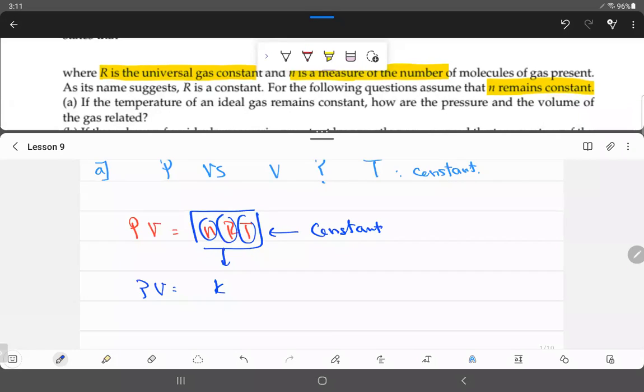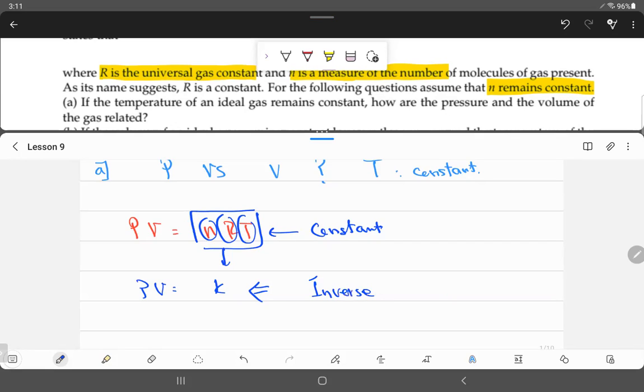So we got PV equals constant, K. When you have something like this, what kind of relation do we have? Is it inverse or direct? Inverse. Thanks, Jerry. It's an inverse.